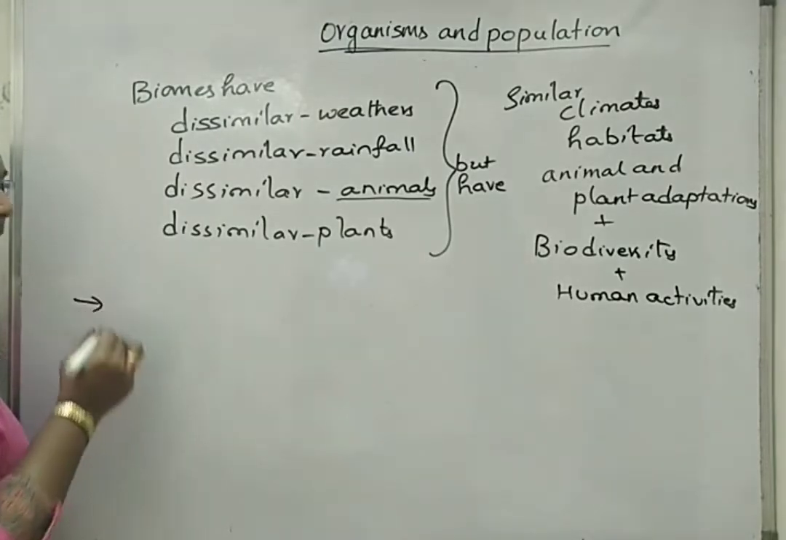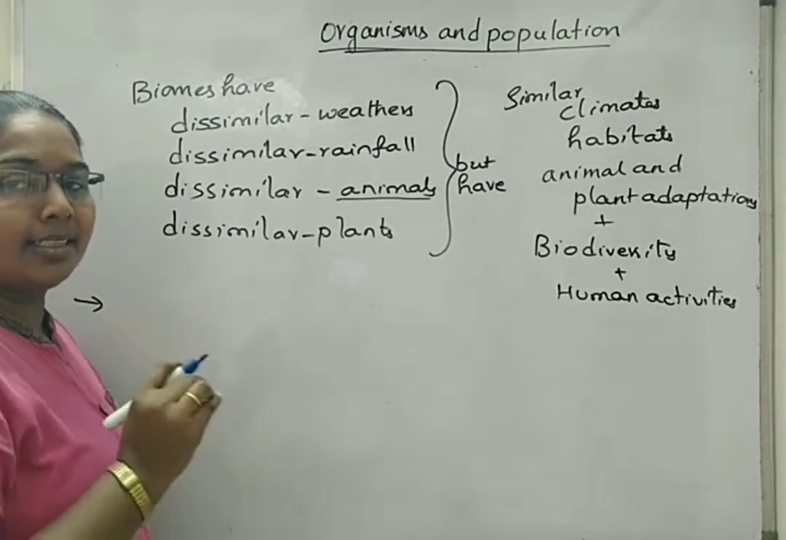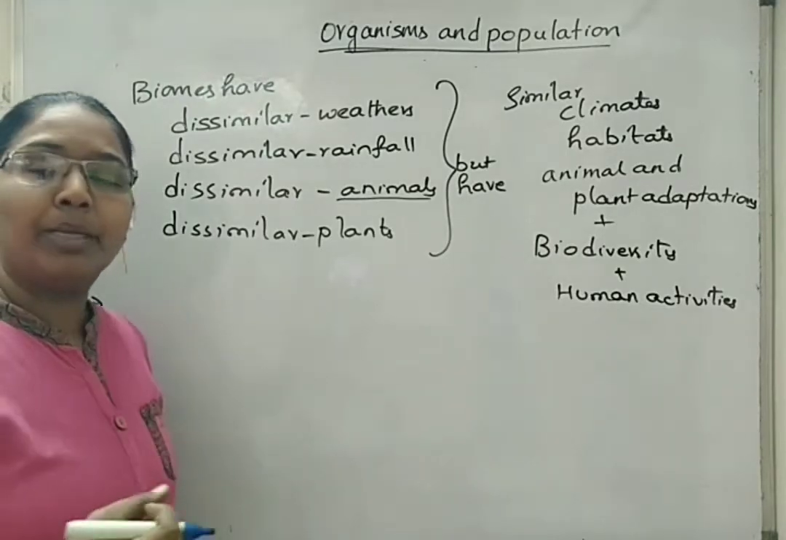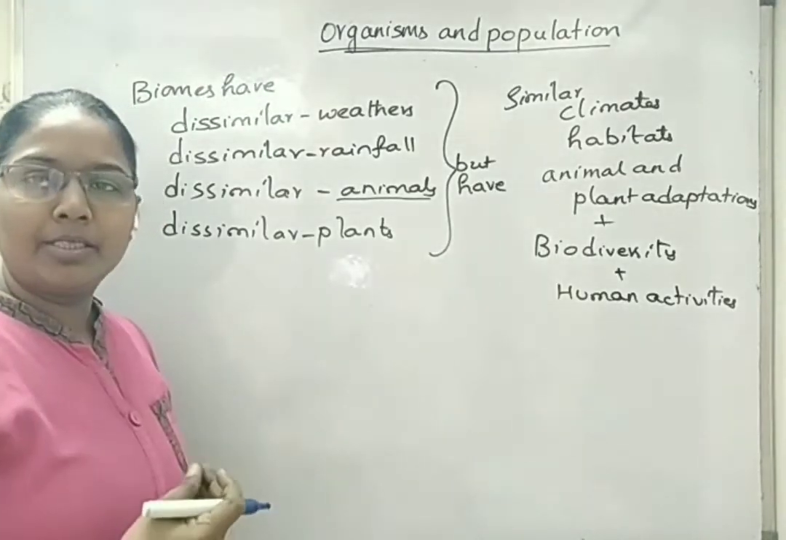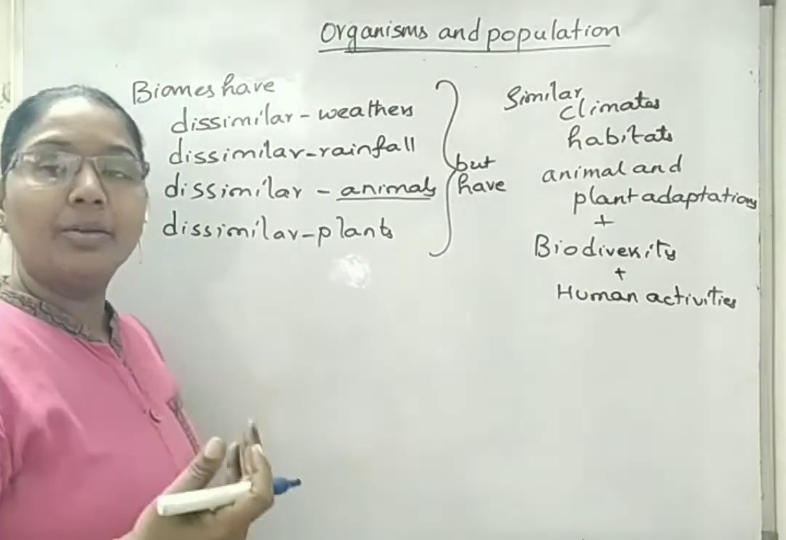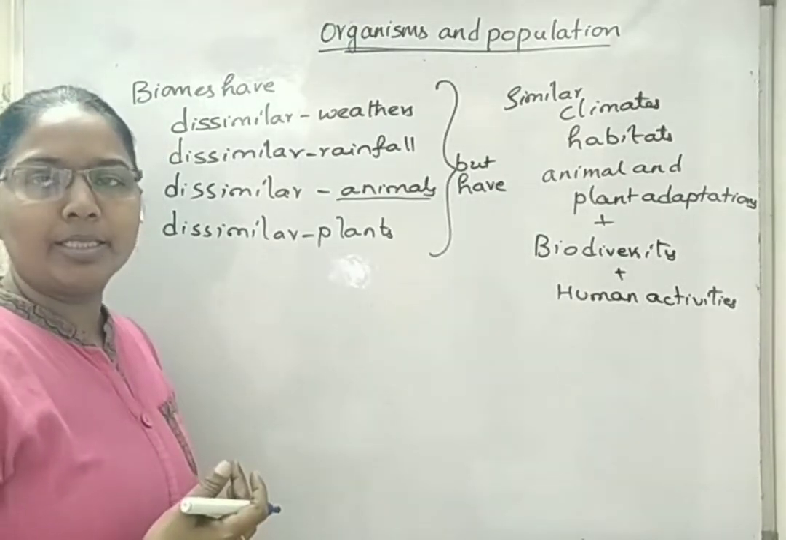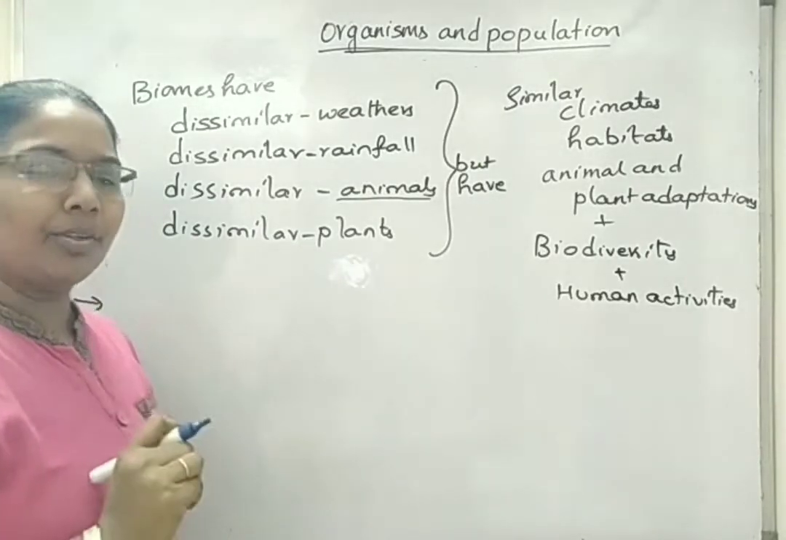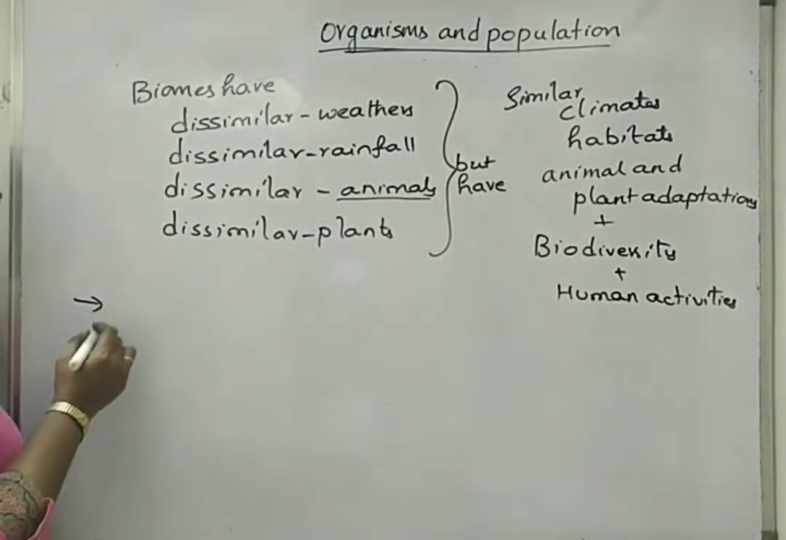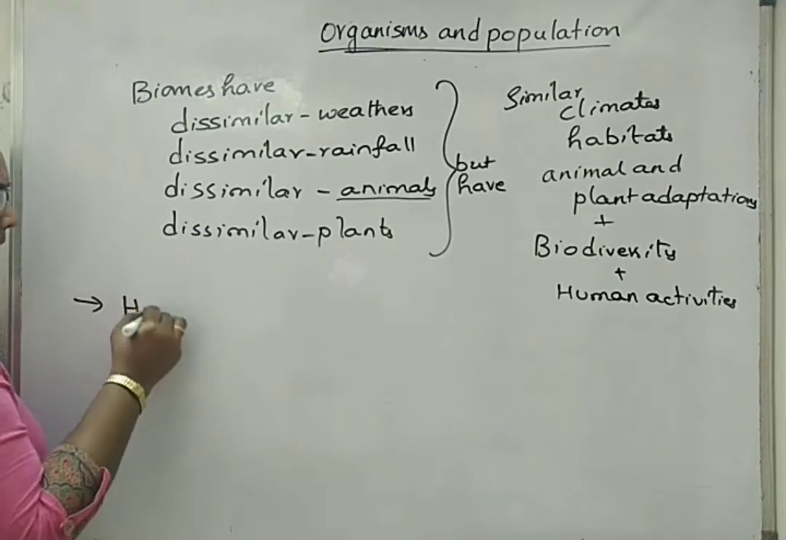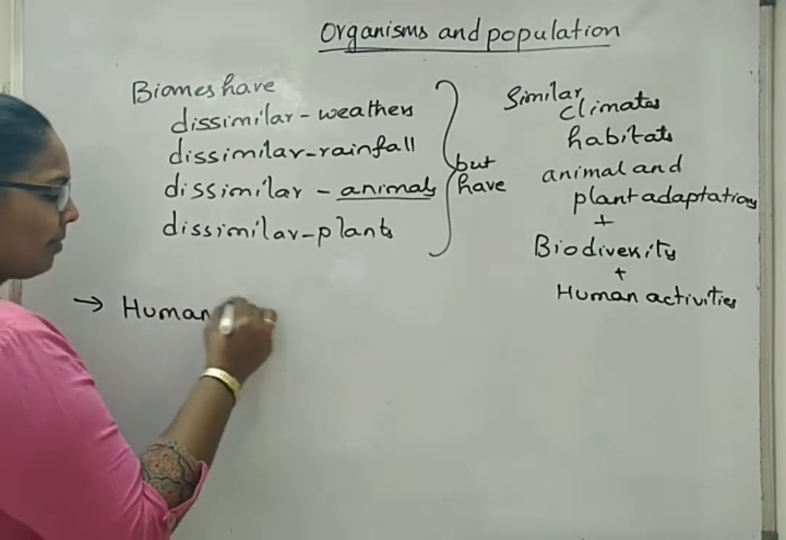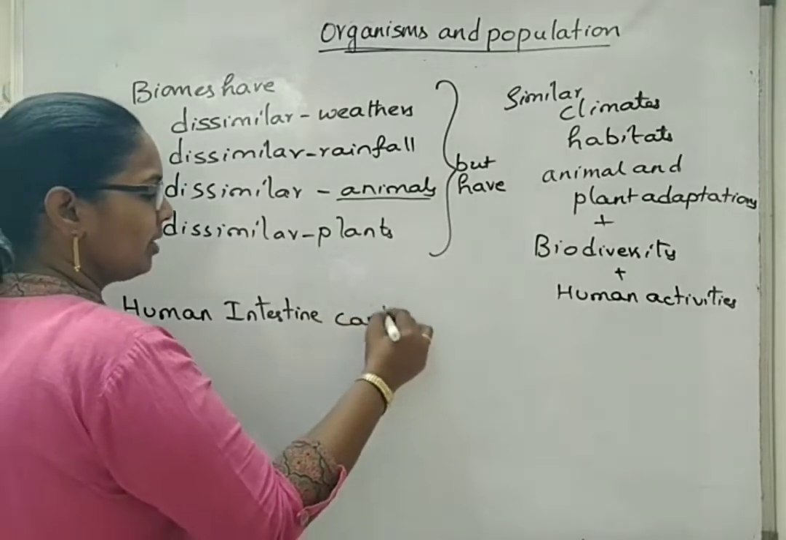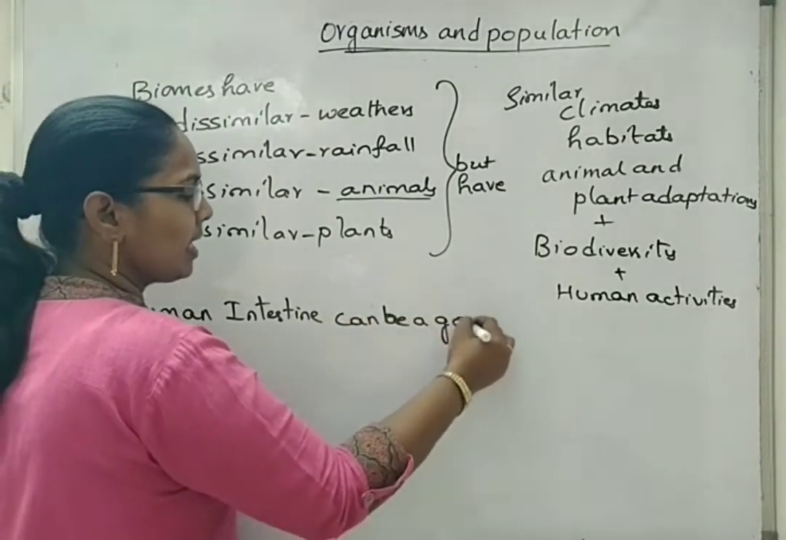Now, we can also tell our intestine is also one of the biomes which is having the same temperature. Our body maintains the temperature constantly without regard to changing environments. The environment is cold or something, but our body maintains only one single type of climatic conditions or temperature. So the human intestine can be a good example of a biome.